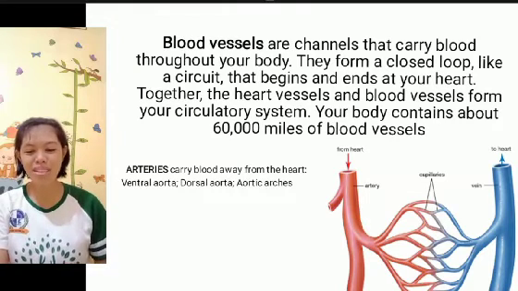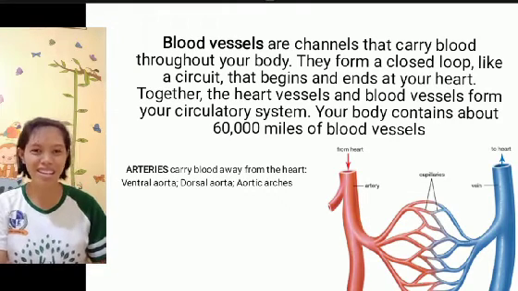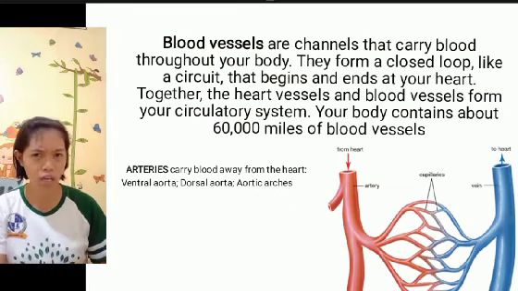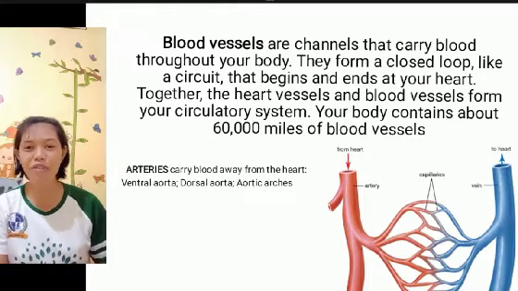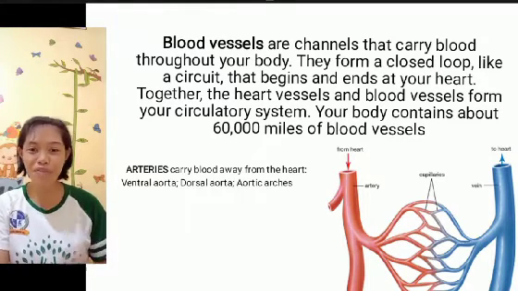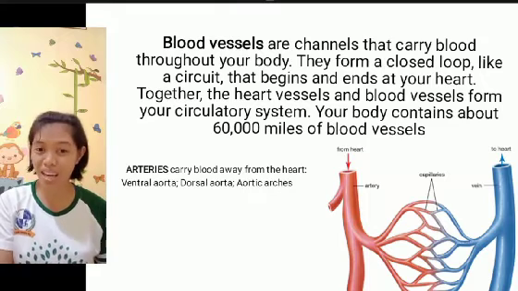Now, let's start with this picture here. As we can see in that diagram, the red one is oxygenated blood, and the blue one is deoxygenated. Always remember, when we talk about arteries, that's carrying blood away from the heart. And then the vein goes back to the heart.